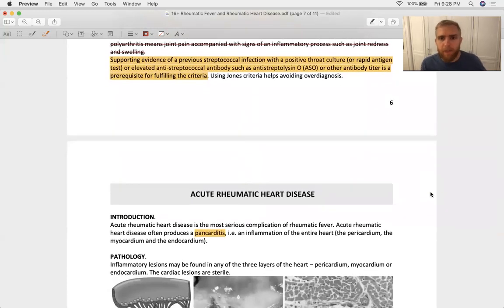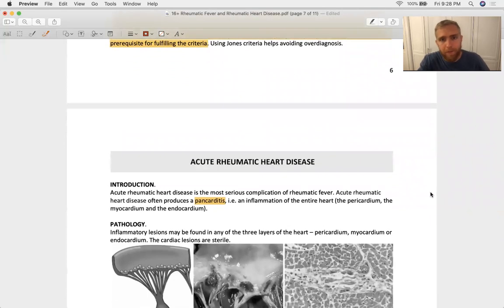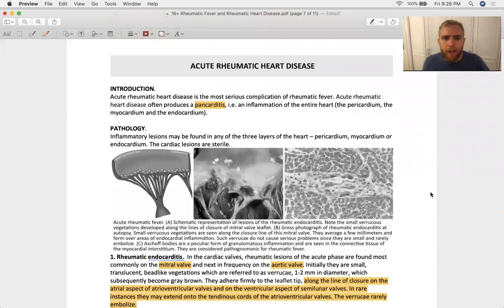Supporting evidence is established by an ASO titer. Other antibodies work if you can't find ASO in the blood. So now let's move into the pathology of acute rheumatic heart disease, and then we're going to talk about chronic rheumatic heart disease.